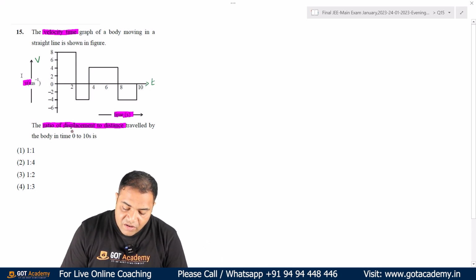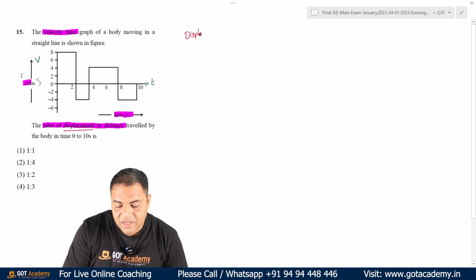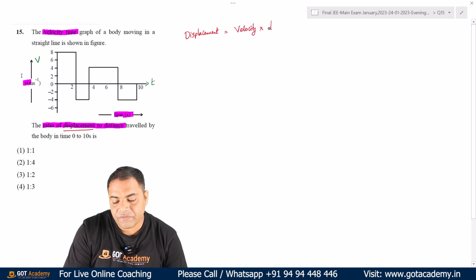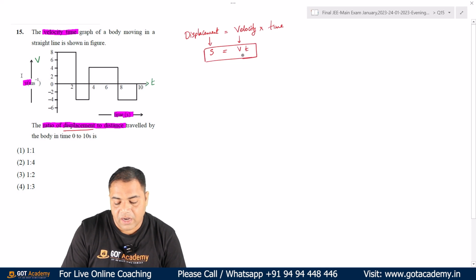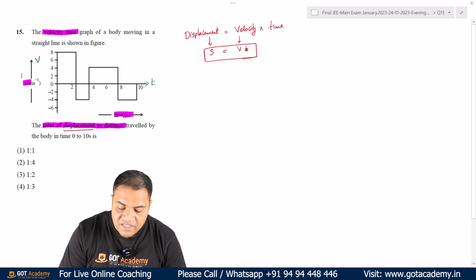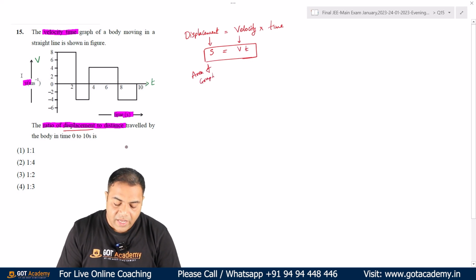So we have to find out this displacement, right? Displacement was given by the formula velocity into time. So displacement is S, velocity is V, time is T. So S is equal to V into T. Since it is multiplication, I have to find out the area of the graph.